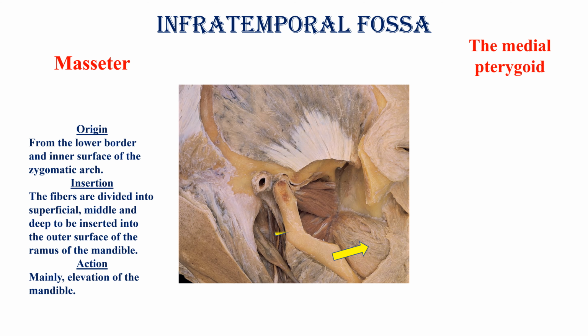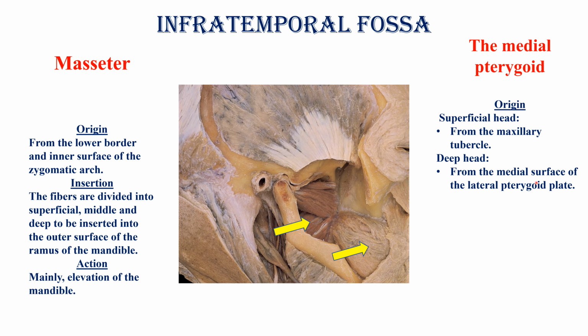The medial pterygoid muscle, the one which is directed toward the angle of the mandible here, takes origin by two heads, a superficial and a deep head. Superficial and deep relate to the lower head of the lateral pterygoid. The superficial one is from the maxillary tubercle, which is found just posterior to the last molar tooth. The deep head comes from the medial surface of the lateral pterygoid plate.